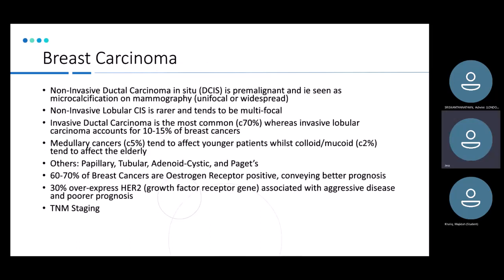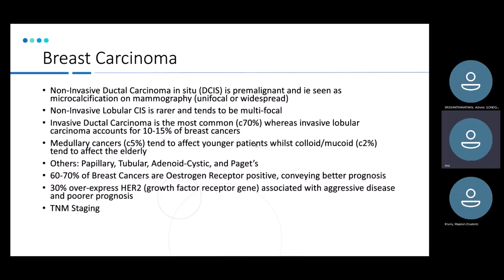Carcinoma. So there's different types of breast carcinoma. You have the non-invasive carcinomas in situ that can either be ductal or lobular. And these are like pre-malignant diseases. And for example, especially DCIS, what to do with them is slightly debatable, as in how far to go with kind of removing them. But these are kind of the pre-malignant states.